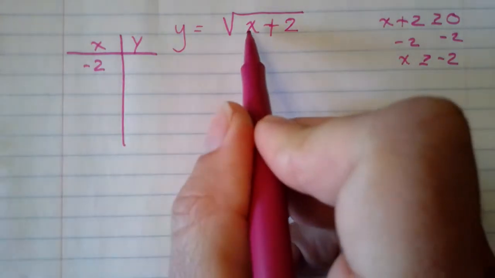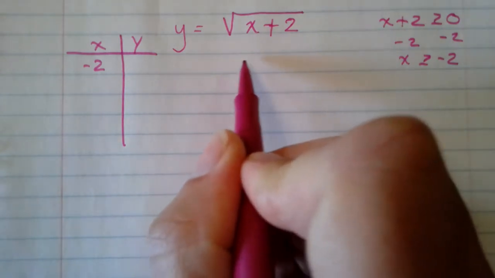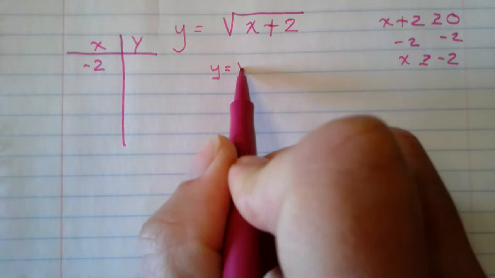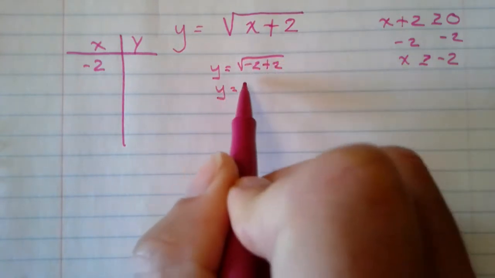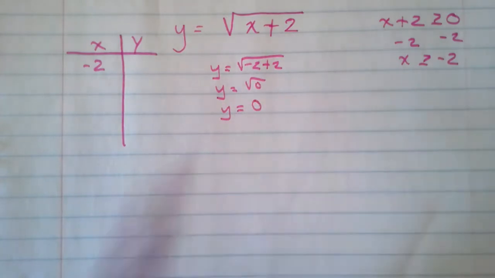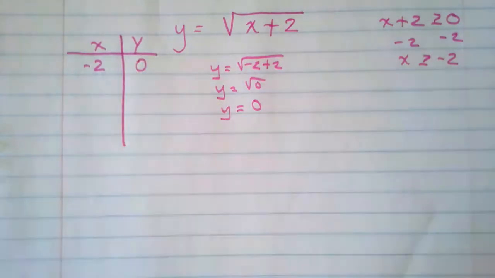When I plug negative 2 in for the x, y equals the square root of negative 2 plus 2, I get y equals the square root of 0, which equals 0. So when x is negative 2, y is 0.